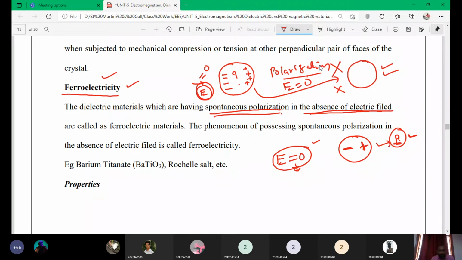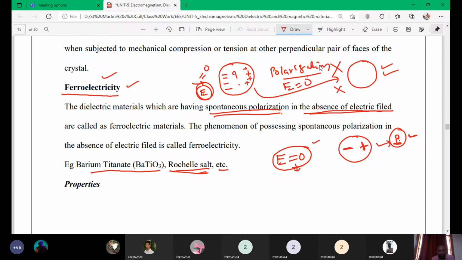Some examples are barium titanate and Rochelle salt, and some others. These two are enough. BaTiO3 is barium titanate. I will give the chemical formula of Rochelle salt right now; I forgot it actually. So is the definition clear?